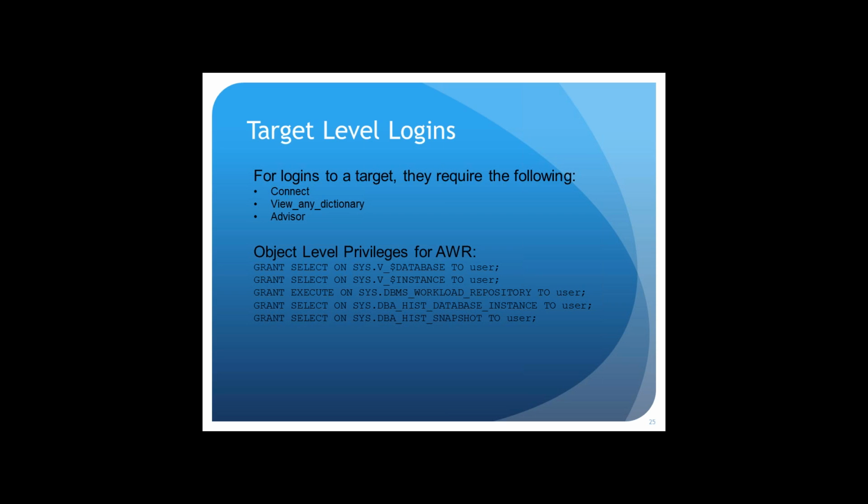Object level privileges for AWR. If you'd like them to be able to run AWR reports, to be able to look at SQL IDs for AWR reports, these are the grants for that. They need to execute on DBMS_WORKLOAD_REPOSITORY. Other than that, they just need these selects. And then they can actually run any of the AWR and ASH information from here.